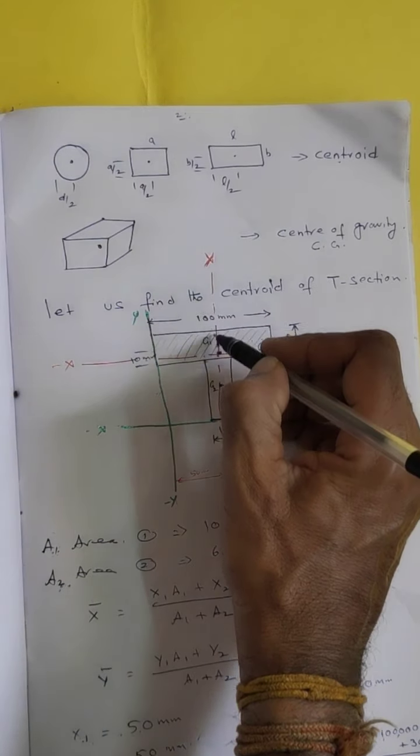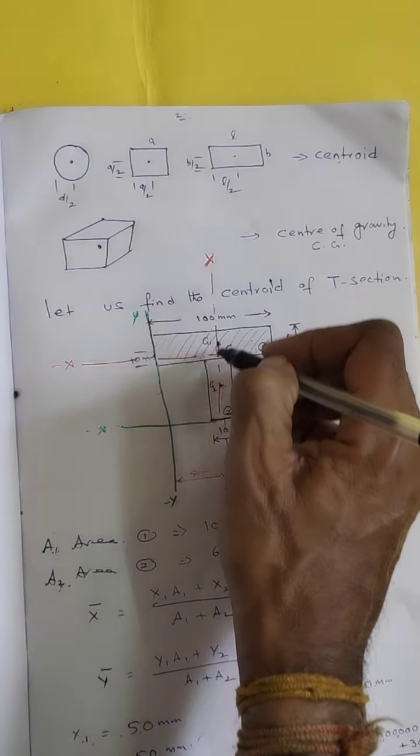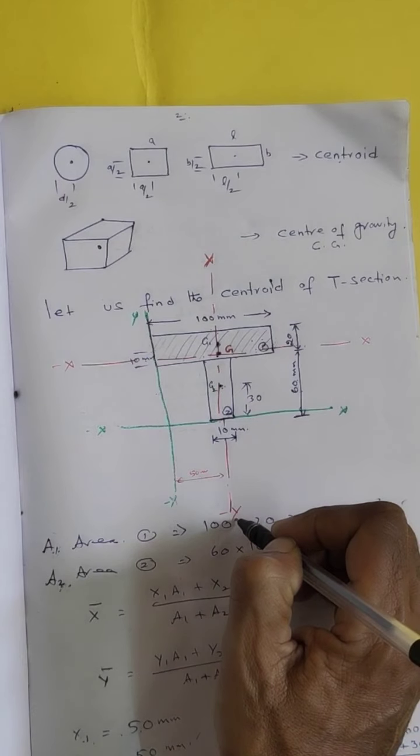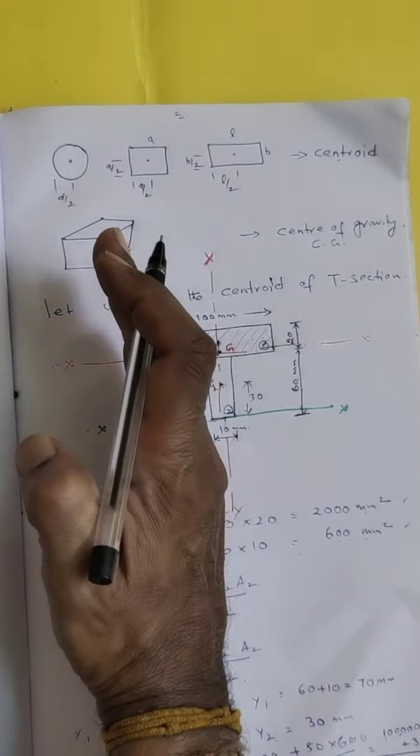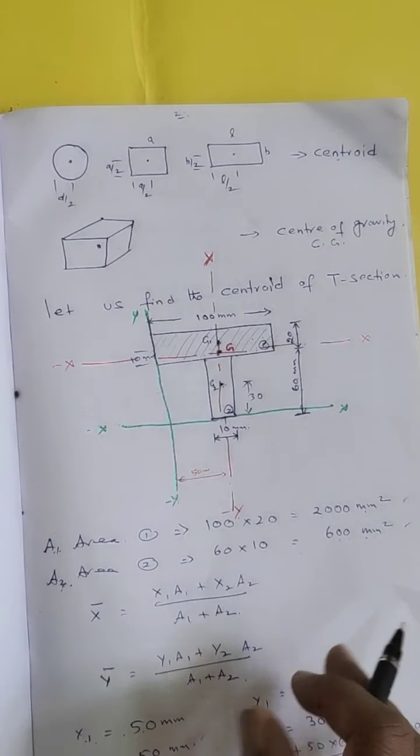So this is the XX axis. No, this is the YY axis. Okay. So this centroidal axis is 50 mm from the reference axis.